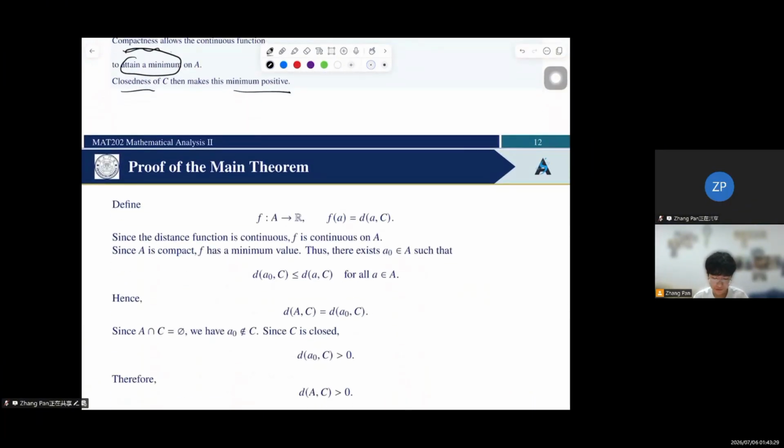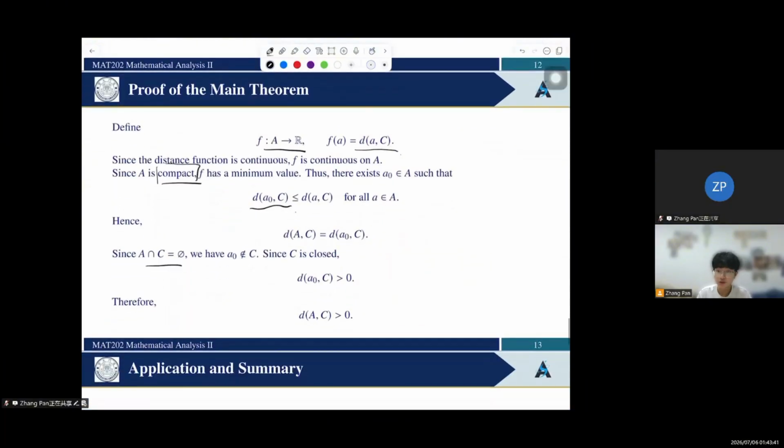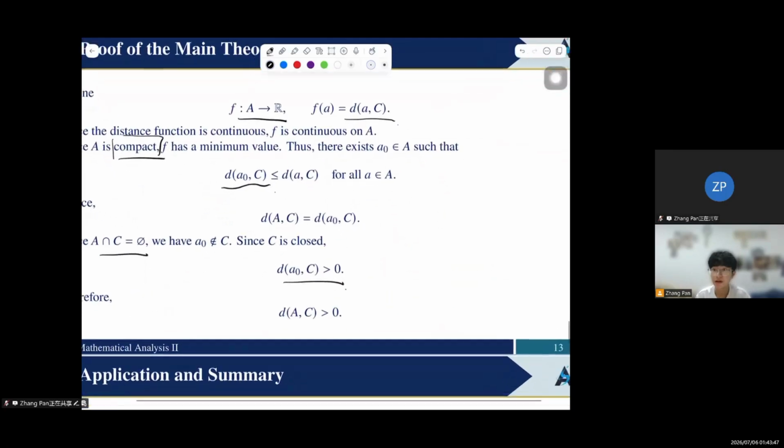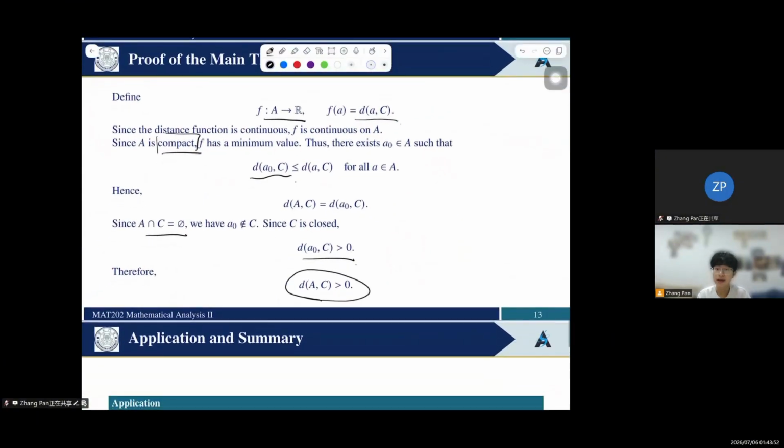Here is the proof of this theorem. Define this mapping and this function. Since A is compact, we can attain this minimum. However, since the sets are disjoint, we have already proved the distance must be positive, must be larger than 0. Since the minimum is larger than 0, the distance between A and C is also larger than 0.